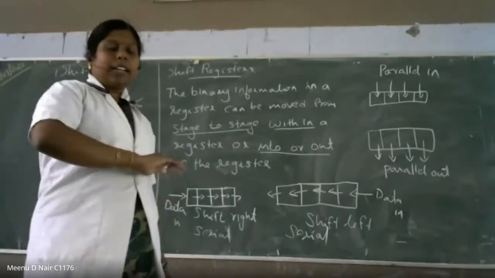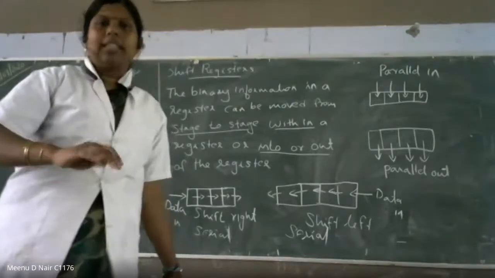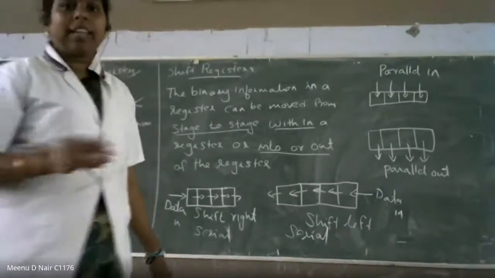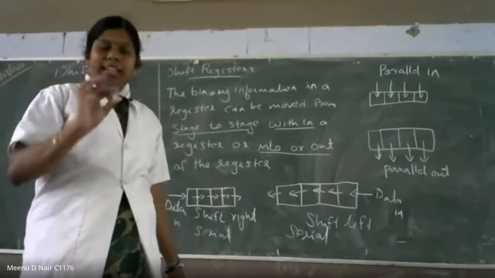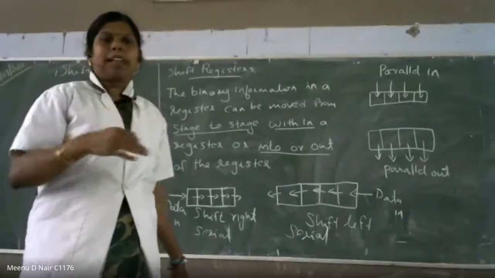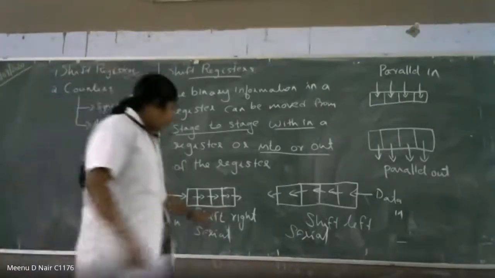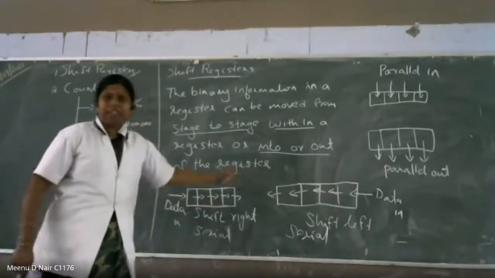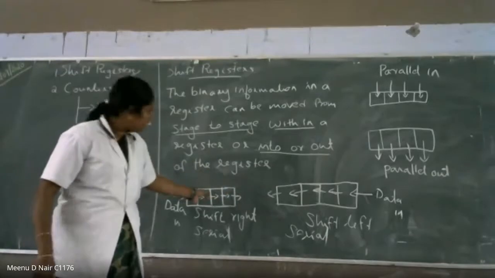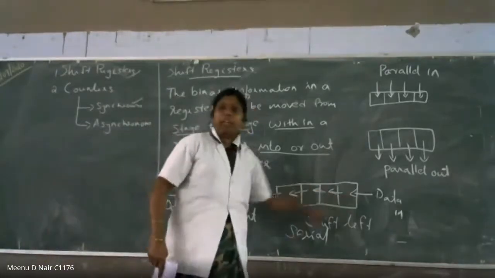So the data is given to one register, then it moves to another register, then to the next register, and then it comes out of the cells. We'll see all these things in detail while explaining the different types of shift registers. These are the combinations. First, you can serially shift right, moving from left to right, and here you can serially move from right to left.